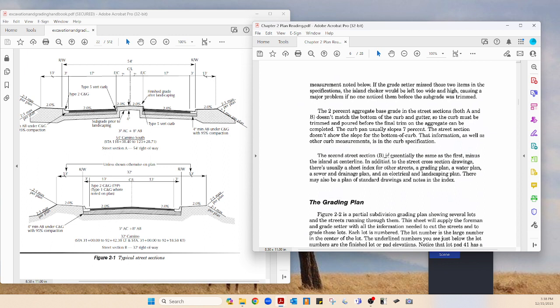The second street section, B, is essentially the same as the first, minus the island, in addition to the street cross sections, etc.